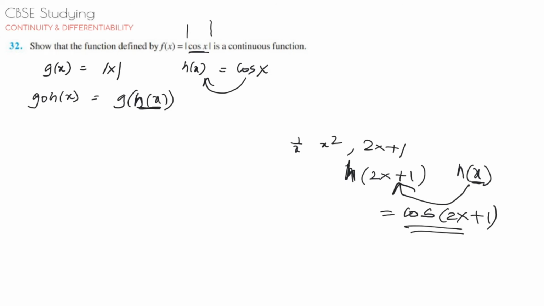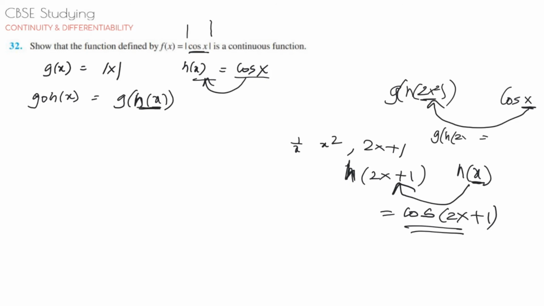What if I had to do g of h of 2x square? So h of 2x square means what? I will first take my function h of x. What is my function h of x? It is cos x. Now, in my function h of x, wherever there is an x, I need to substitute this value. So my g of h of 2x square will be equal to g of cos of 2x square. Is that clear? It's a simple concept. Get the hang of the concept and things will be easier for you for sure.